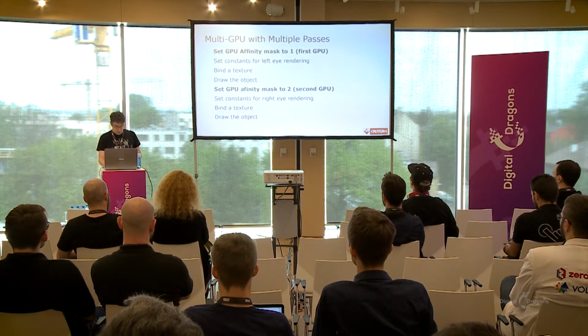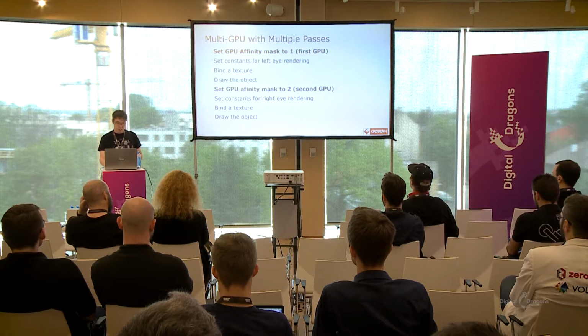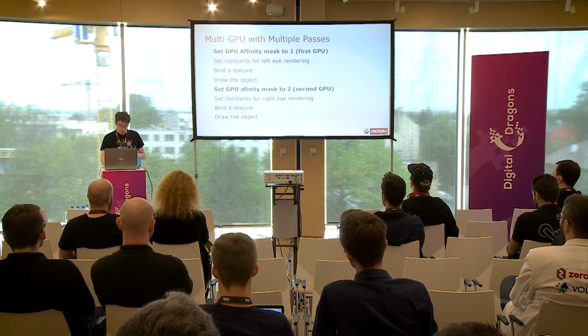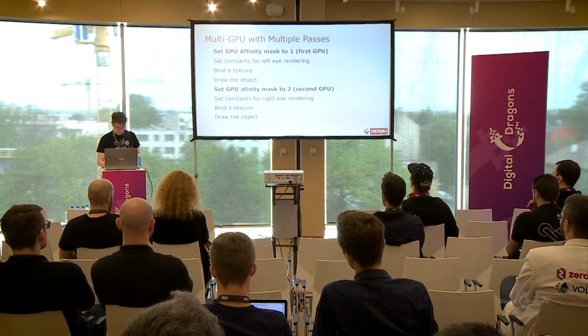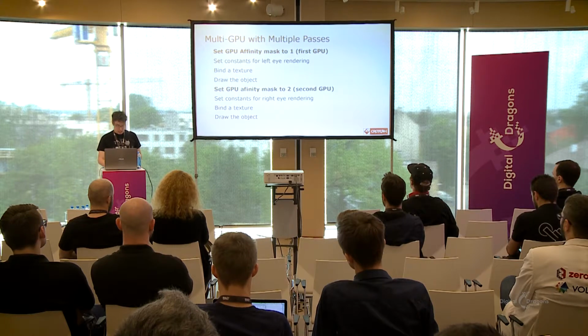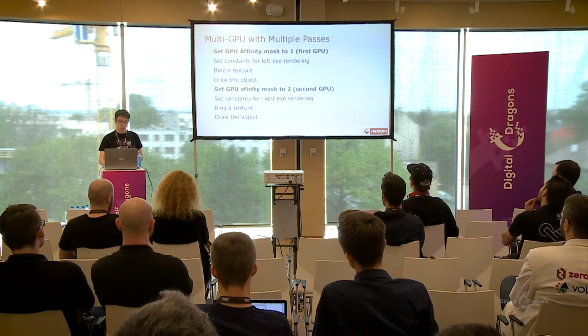So let me explain with a simple example. Let's say we're rendering just a single textured object. We'd first set the GPU affinity mask to 1, so the following commands go to the first GPU. We then set the constants for rendering, and then bind the texture. This will bind the texture on that GPU, but not on the other one. We draw the object, and everything will be fine.